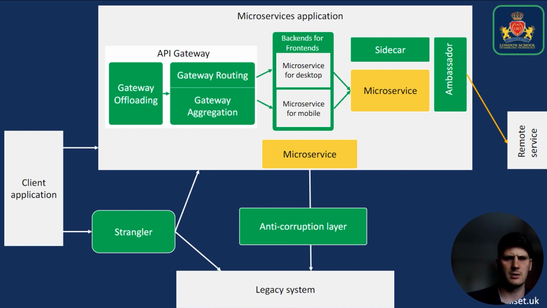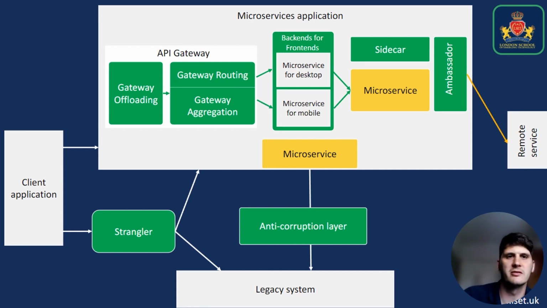And then there's the ambassador at the end. The ambassador is a type of sidecar that communicates with remote services. By using this design pattern, functionality can be offloaded to an external service.